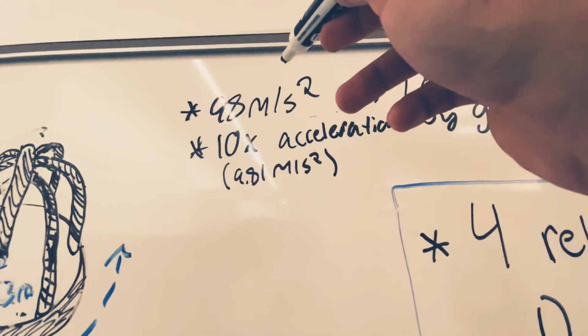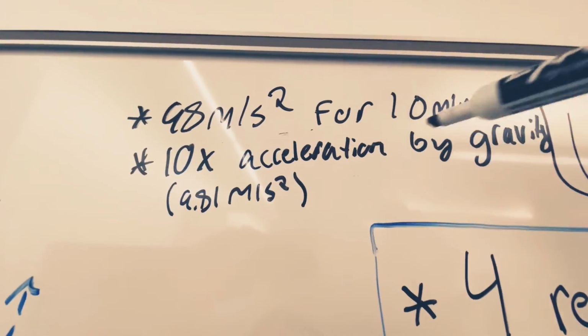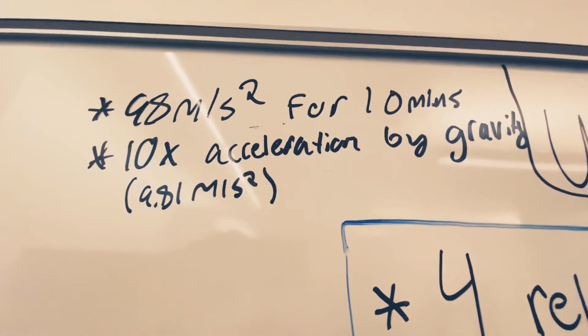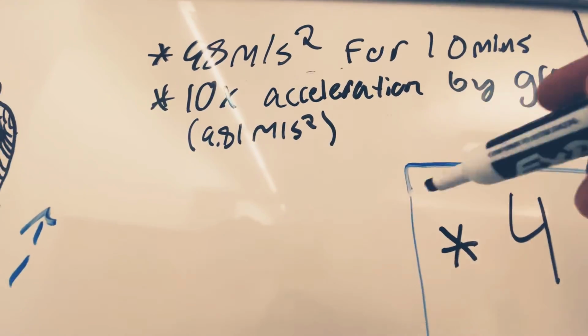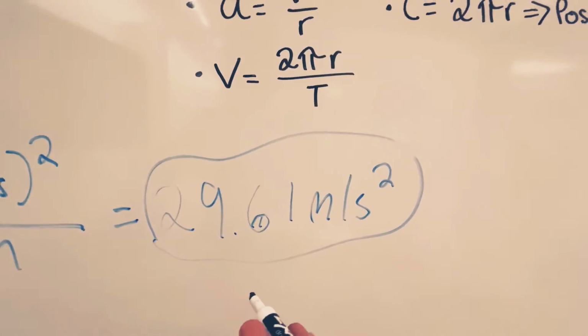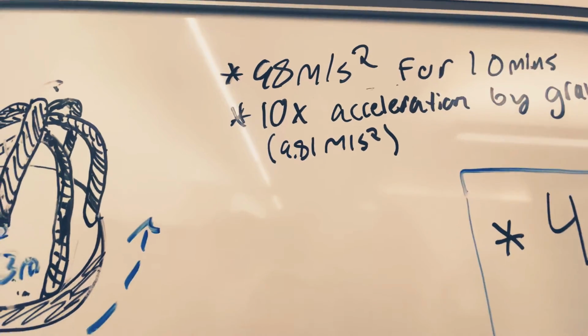Fun fact, NASA in 1960 did a human centrifuge test. They found out that a human could handle up to 98 meters per second squared for 10 minutes. That's 10 times the acceleration of gravity, which is 9.81 meters per second squared. So typical roundabout, 29.61 meters per second squared. NASA test, 98 meters per second squared. That's a big difference.